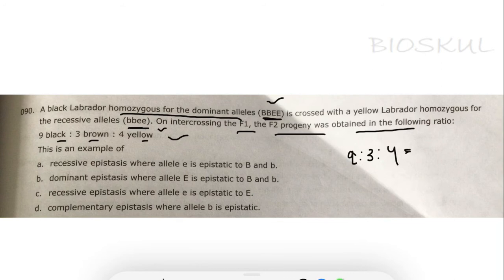So looking at this ratio, we conclude that yes, this is from recessive epistasis. No more question. This is from recessive epistasis. So let's look at the options. So let's eliminate option D. No, it is not complementary epistasis. It is also not dominant epistasis. So it will be either option A or option C.